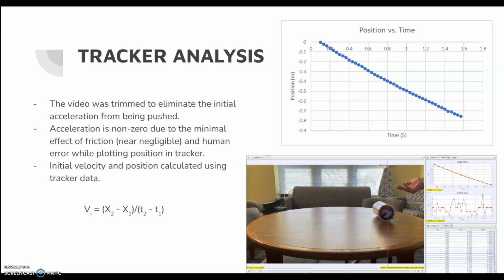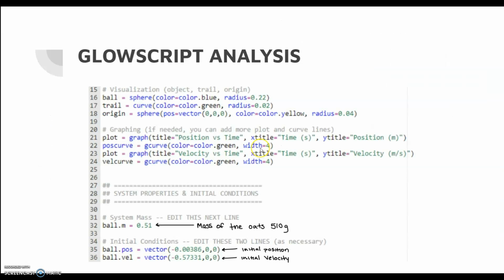Here we have the initial velocity formula, which I used. On the next slide, that's going to be a little bit more important. This was used to help with the code. So here's the first section of my code in GlowScript. This helped me form the computational model.